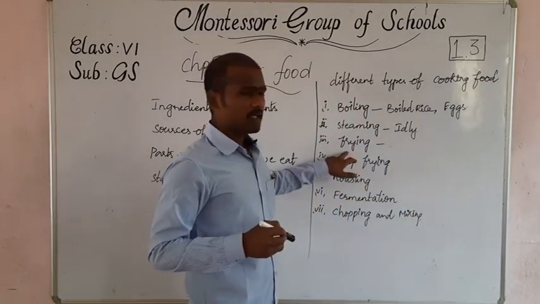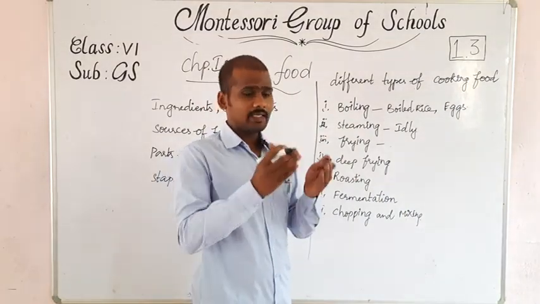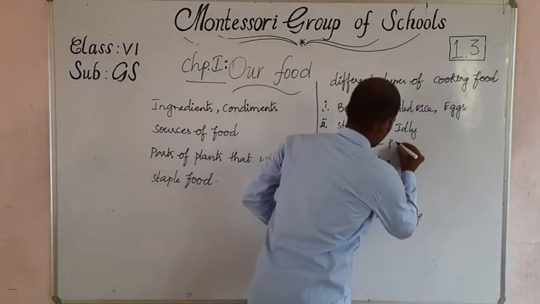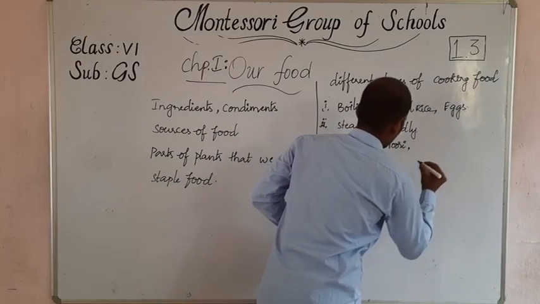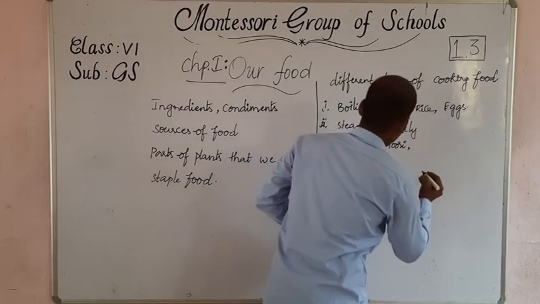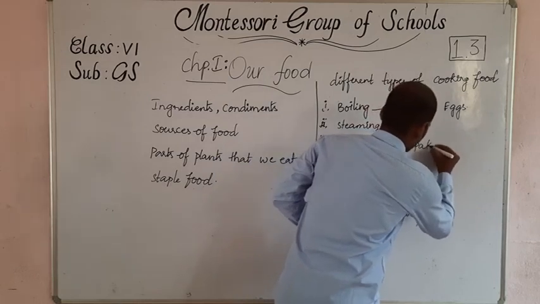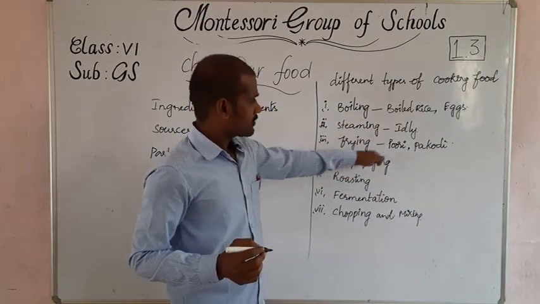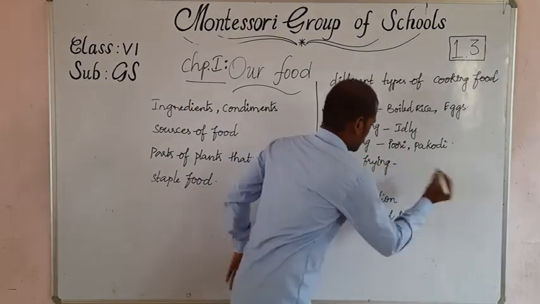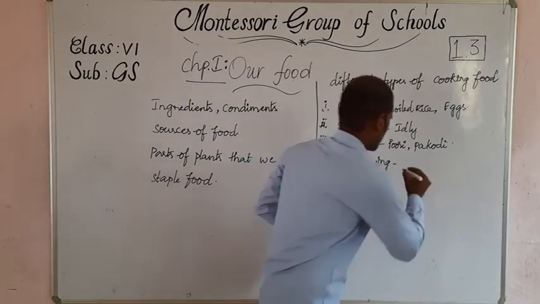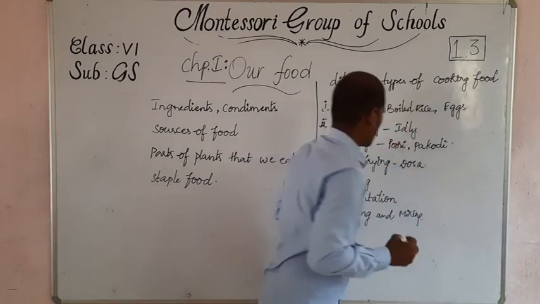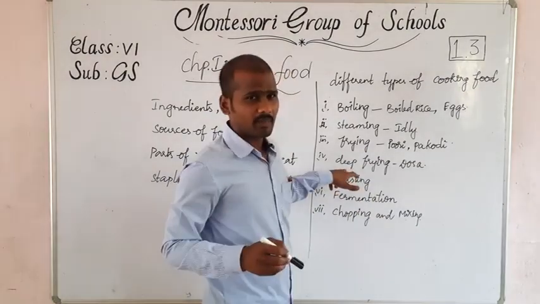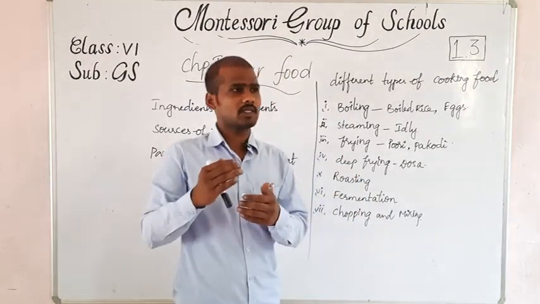In the case of frying, we use some hot oil so that the food item will be fried. For example, puri, or puri and pakodi. Deep frying also comes in this category. We can say dosa, those things. Frying and deep frying are the same, but deep frying means we heat the food item at a high temperature.